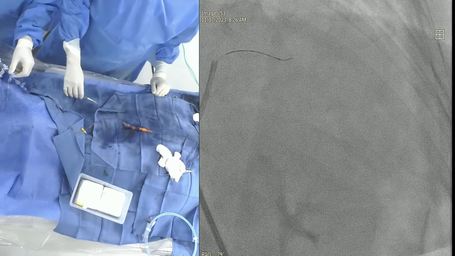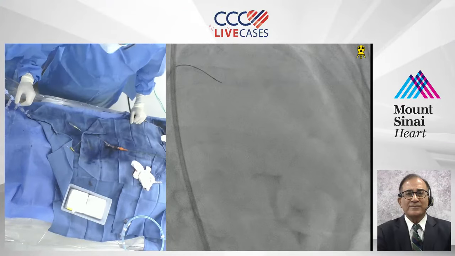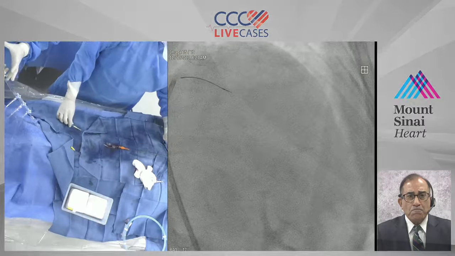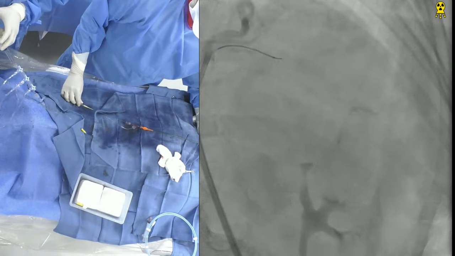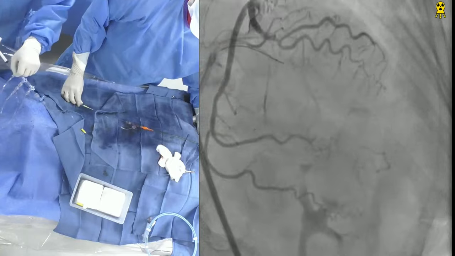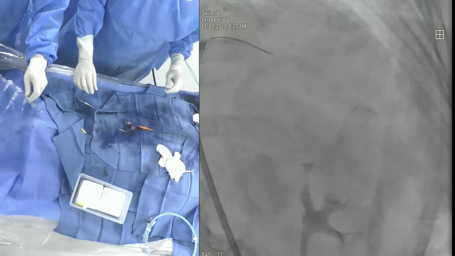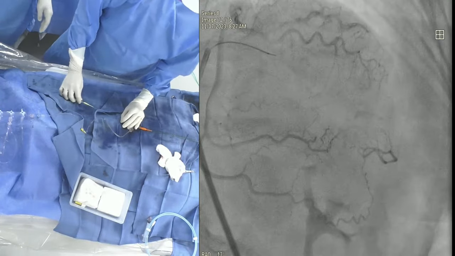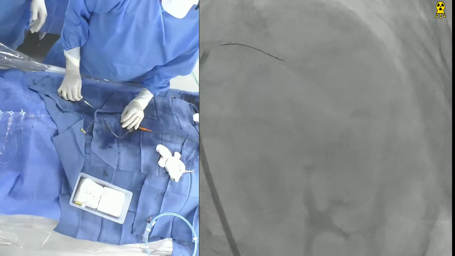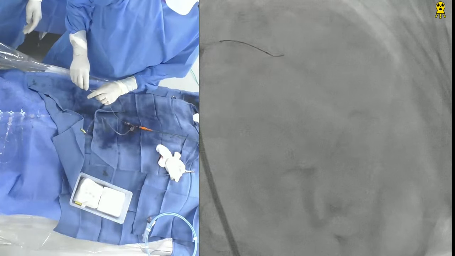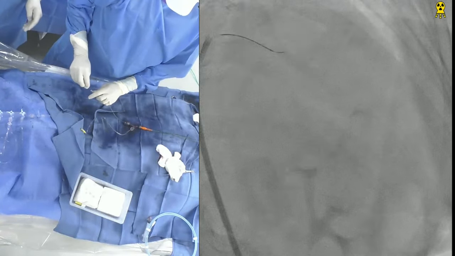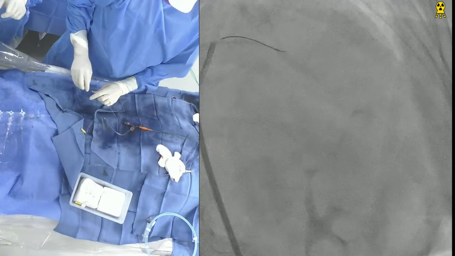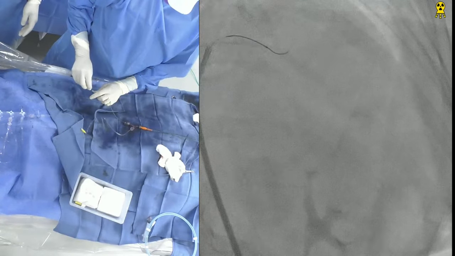Regular Fielder. Okay, ready? My starting wire for this is a Whisper. And see, there are retrograde bridge collaterals from various branches of that distal dominant circ, the PDA and posterolateral, giving to the apical LAD. Right now, our equipment is closing that vessel, so we cannot see much distally. And this is probably going into the diagonal, which was very angulated.